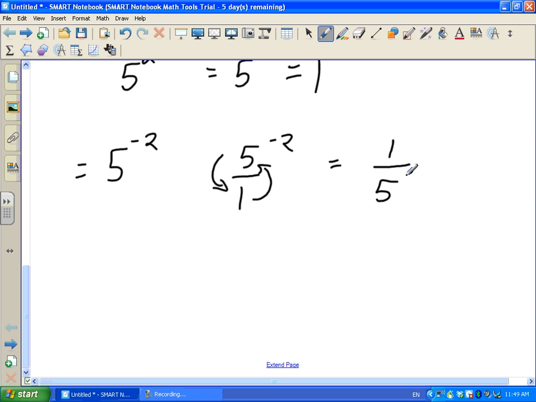My 5 to the power of 2 is on the bottom. I get rid of the negative by flipping the fraction. Okay, that's how I turn it into a positive fraction. And really what this is going to equal is 1 over 25. 5 squared is 25. Now I'm going to prove this for you.